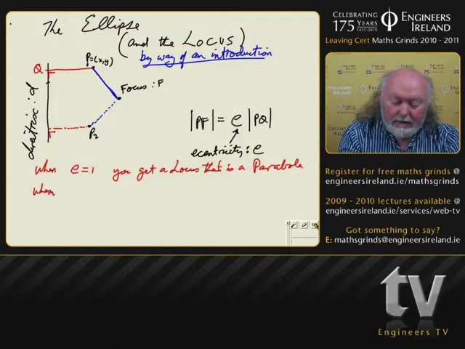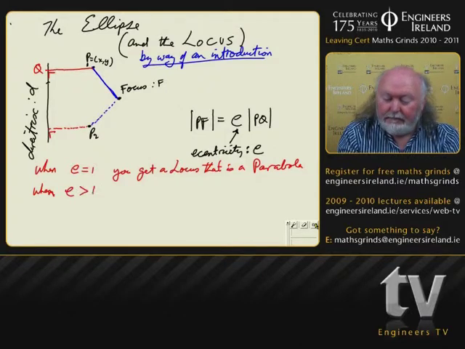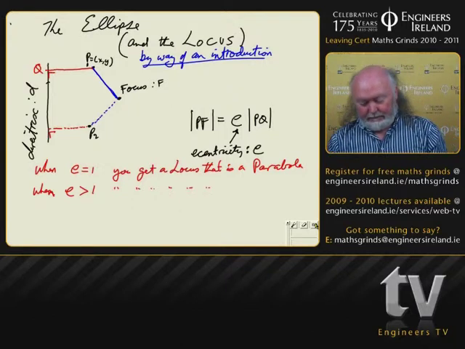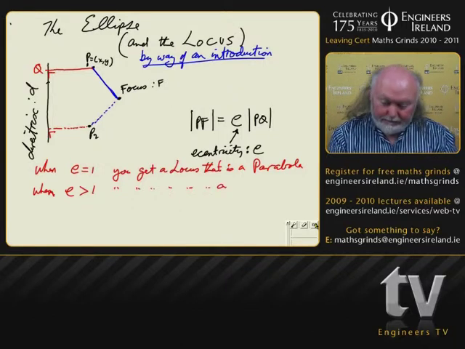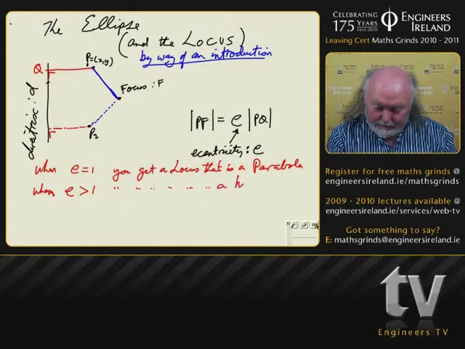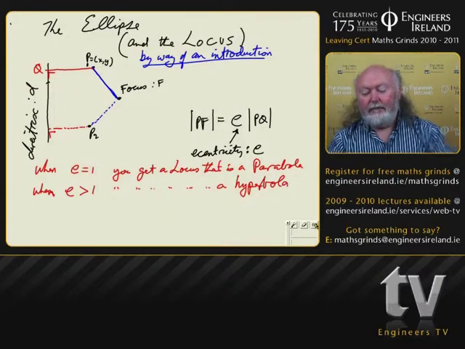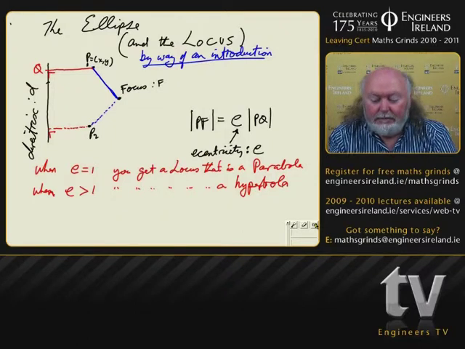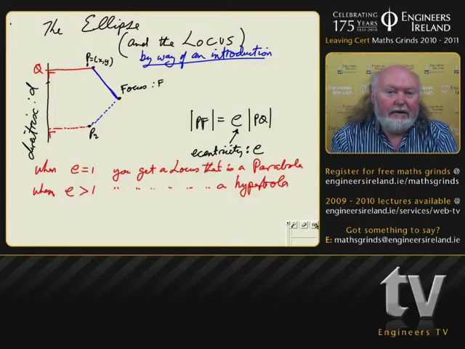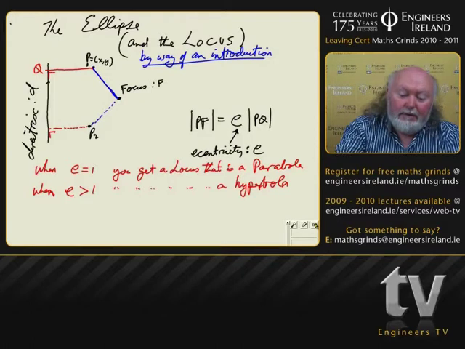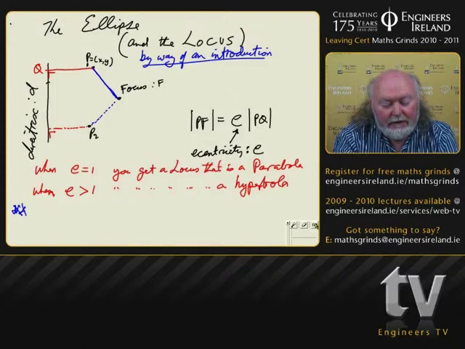When E is greater than 1, you get a locus that is a hyperbola. And that's not something you've seen before. It looks a lot like a parabola. It's shaped a lot like it. Now the bit that we're going to focus on, because it's the bit that's on the Leaving Cert, is when E is less than 1.